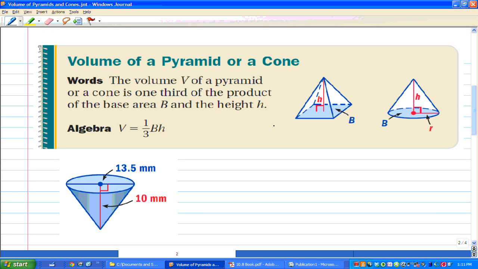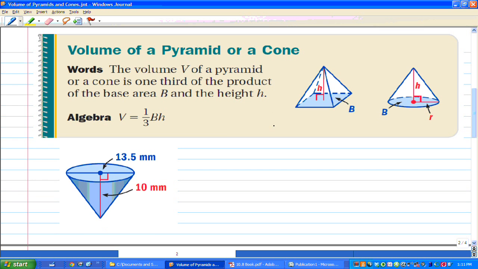So if we were to use this on a problem here, there is a cone. What we would do is take this formula. We would say, all right, well, the volume is equal to 1/3 pi r squared h. Pi r squared because the base here is a circle, and the area of a circle is pi r squared. So 1/3 of the area of the base times the height. Put in the numbers that we have.